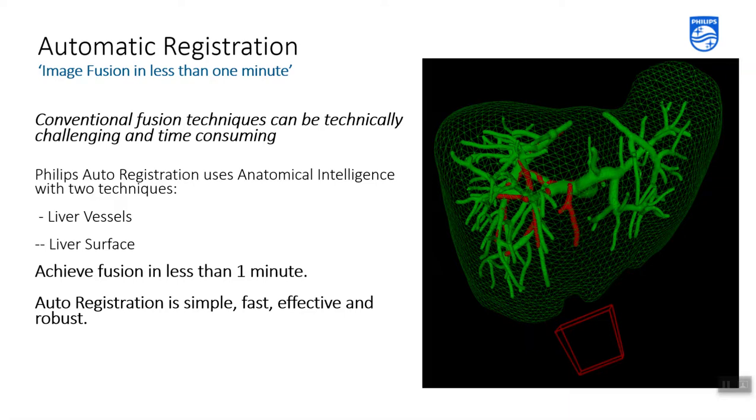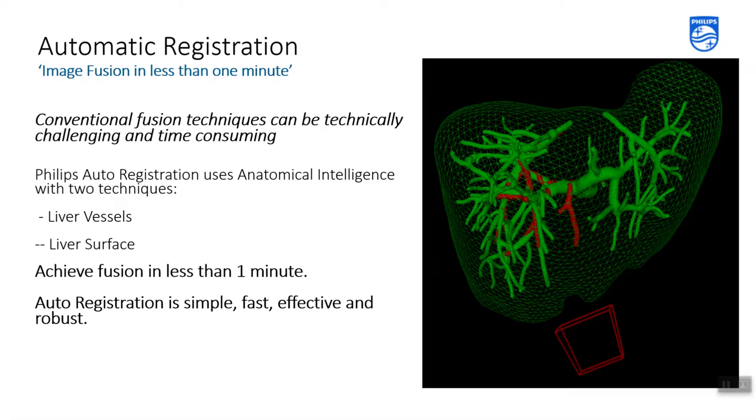Philips' anatomical intelligence for ultrasound allows image fusion with auto-registration to provide successful alignment of CT and MR volumes to ultrasound in 1 minute. Philips auto-registration uses either liver vessel or liver surface-based technique to perform automated fusion.